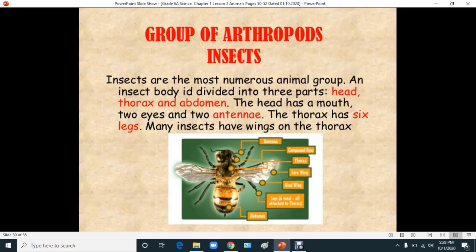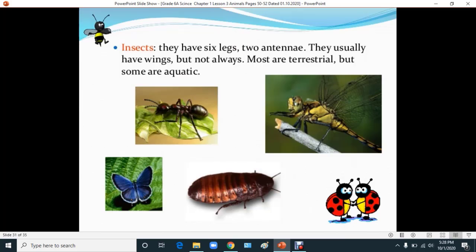Now insects are the most numerous animal group. An insect body is divided into three parts: head, thorax, and abdomen, which you can see easily from this picture. The head has a mouth, two eyes, and two antennae. The thorax has 6 legs. Many insects have wings on the thorax. You can see the wings here. You can see different insects here. Most are terrestrial, but some are aquatic also.